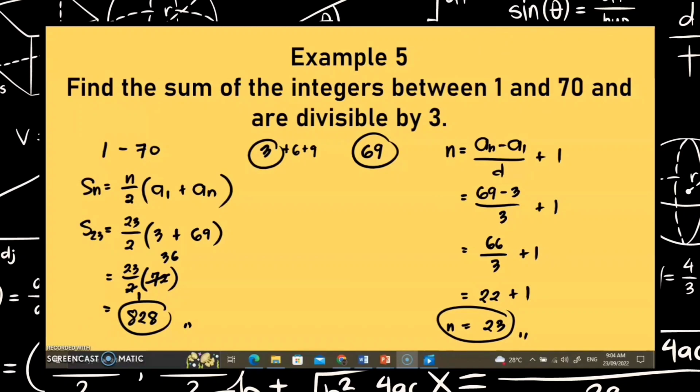Okay, so that's all for arithmetic series, no? So this is only the first part of our discussion about arithmetic series, no? So there will be part 2.